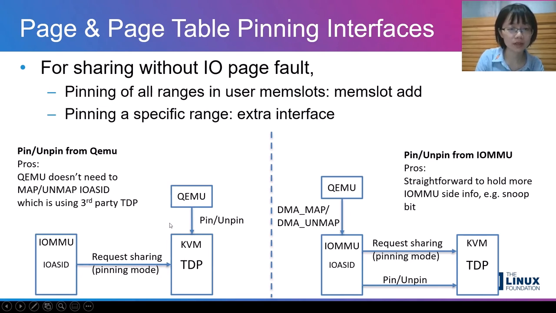The first way is to provide a UAPI in KVM. The QEMU calls the pin and unpin for DMA purpose. This way has a pro that the QEMU doesn't need to call the map and unmap into the IOAS, because the IOAS is currently using a third-party TDP.